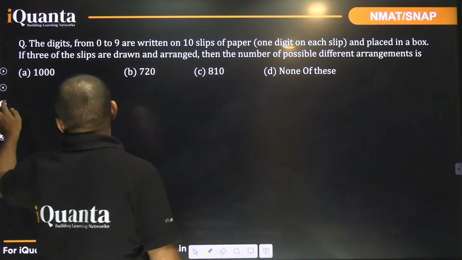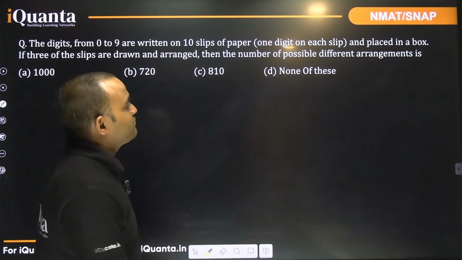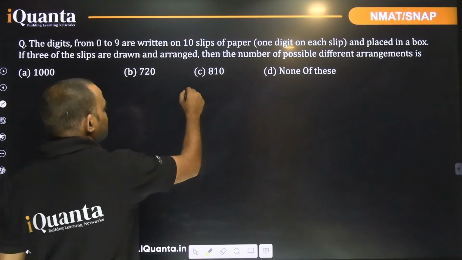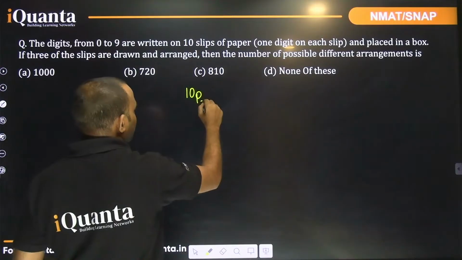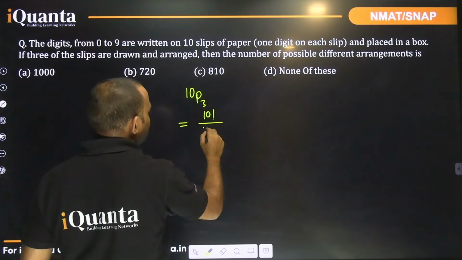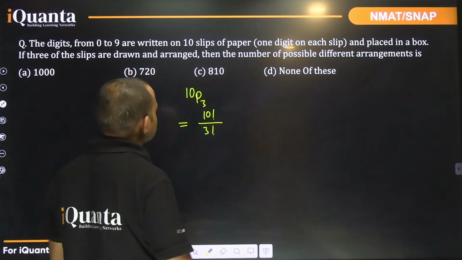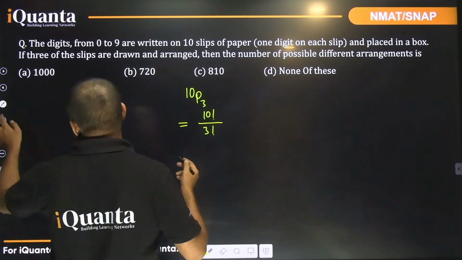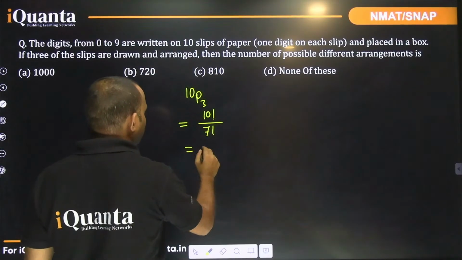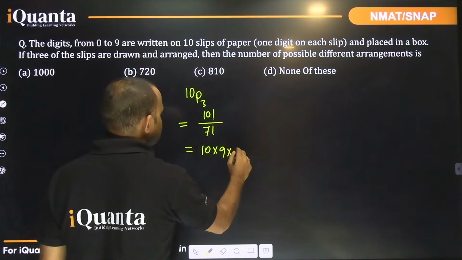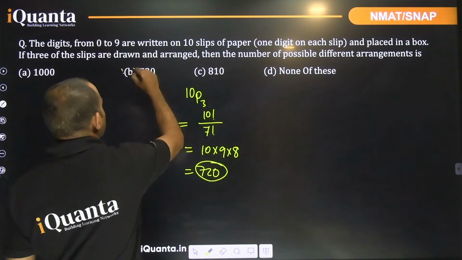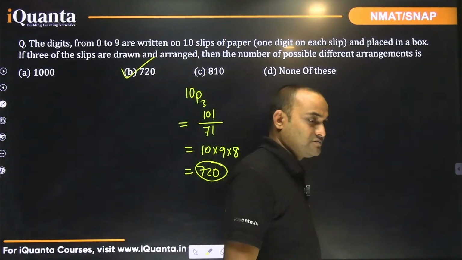So once again, this is a direct formula based question. We need to arrange 3 things taken out of 10 things. So 10P3, which will be equal to 10 factorial upon 7 factorial, which will be equal to 10 into 9 into 8, which is equal to 720. Option B is the answer.